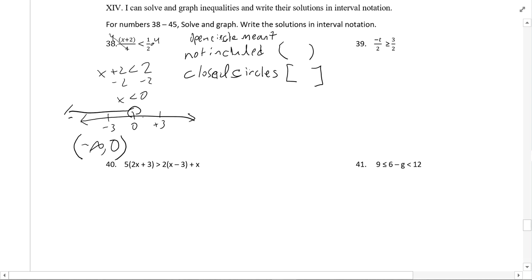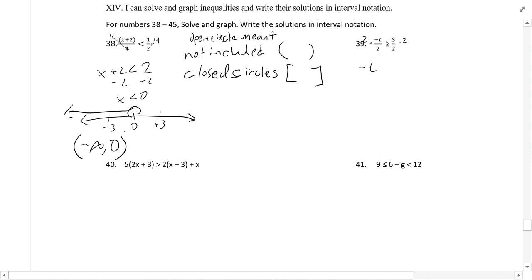So that's the same thing as saying what this drawing has here. As again, you're reading left to right, you're saying all the solutions from negative infinity until 0, not including 0. That's why you put a parenthesis. So let's go ahead and try this next one here.